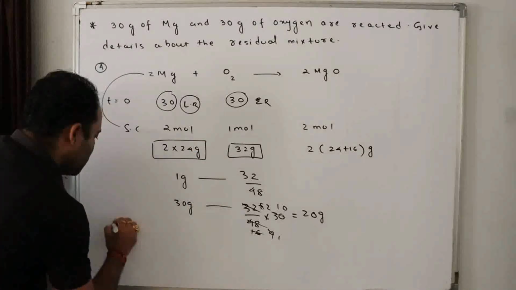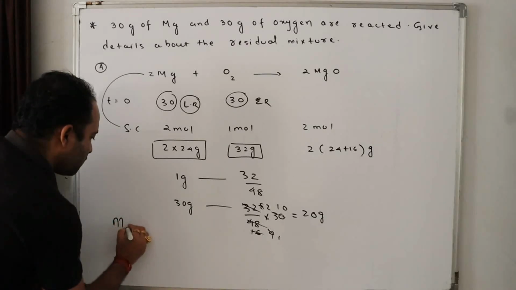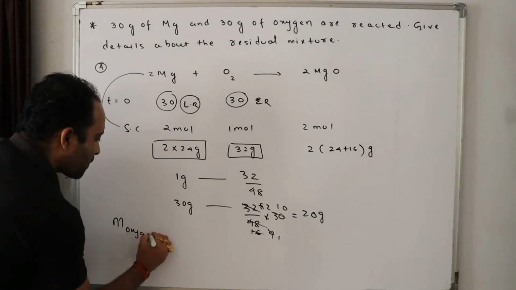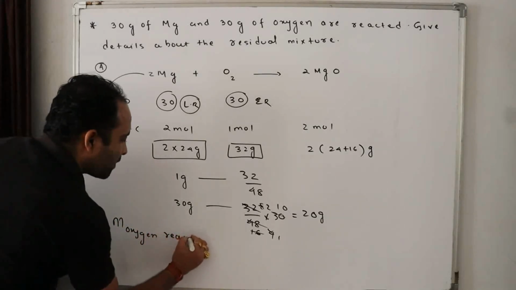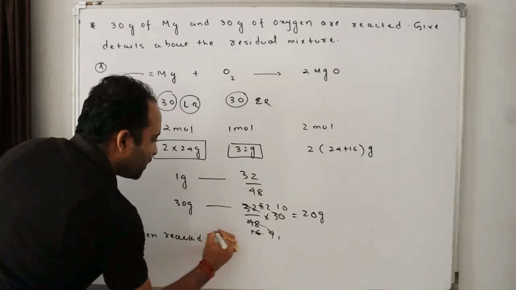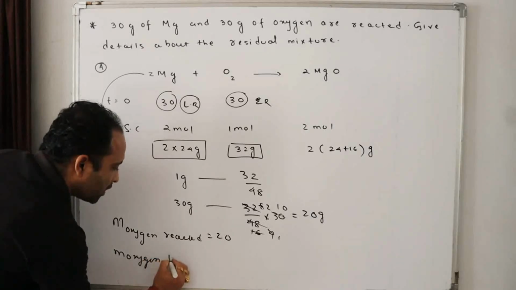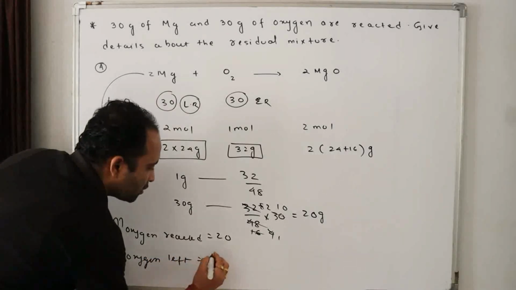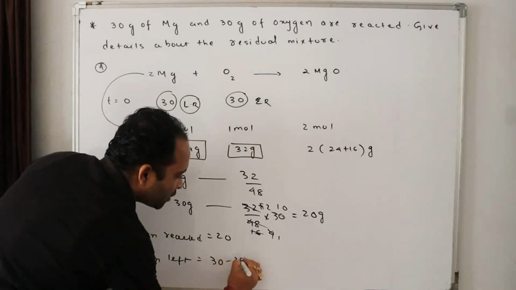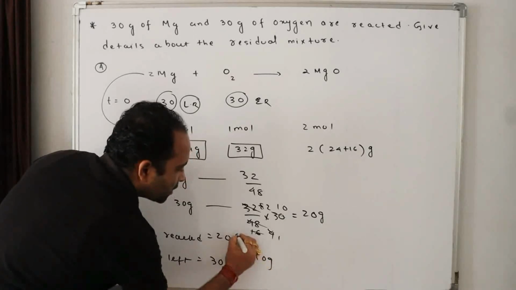So mass of oxygen reacted is 20. Mass of oxygen left is equal to 30 minus 20, that is 10 grams, isn't it?